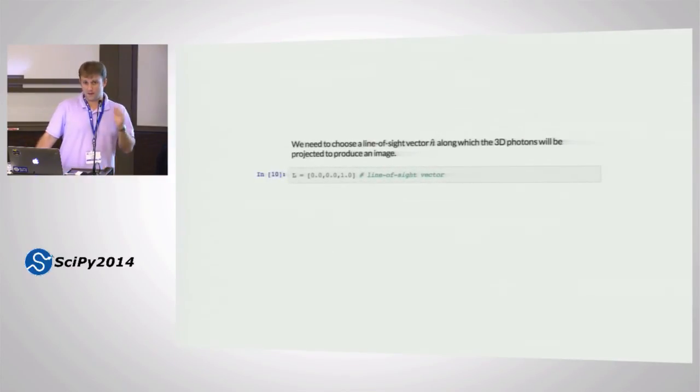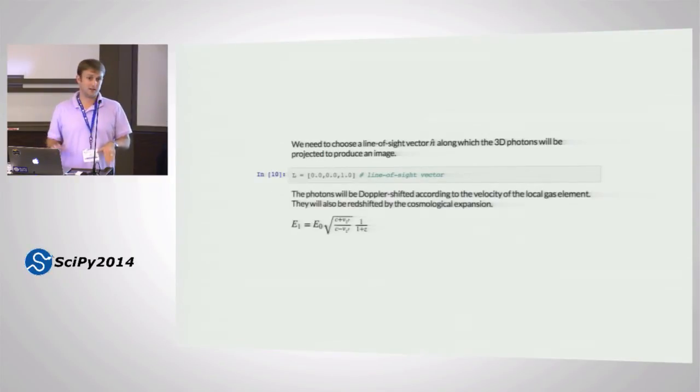So we need to choose a line of sight vector along which we will project to produce an image. And then this line of sight vector is going to determine, based on the velocity of that volume element, how the photon is going to be either redshifted or blueshifted, depending on if the gas is moving towards or away from us. And of course, if the distance to the object is cosmological, the photons are also going to be redshifted by the cosmological expansion. So we have to take that into account as well.